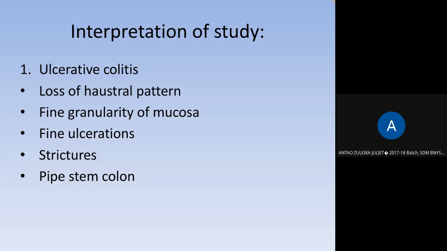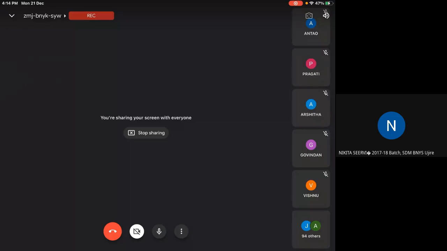ulcerative colitis. Ulcerative colitis has multiple ulcerations of the large intestine. What is haustra? Anatomy. Haustrations are found in the folds of the large intestine, where the taenia coli are. The folds of the large intestine are known as haustra. Like these things are there, no?